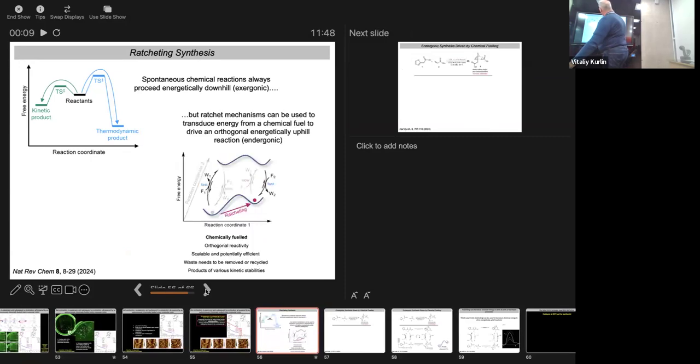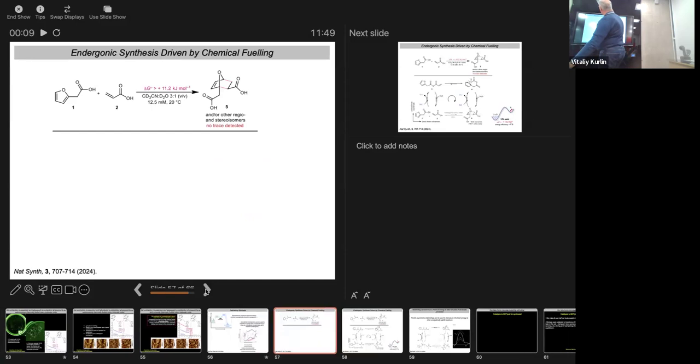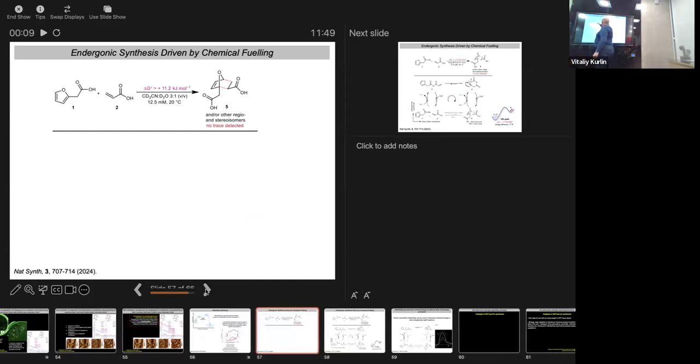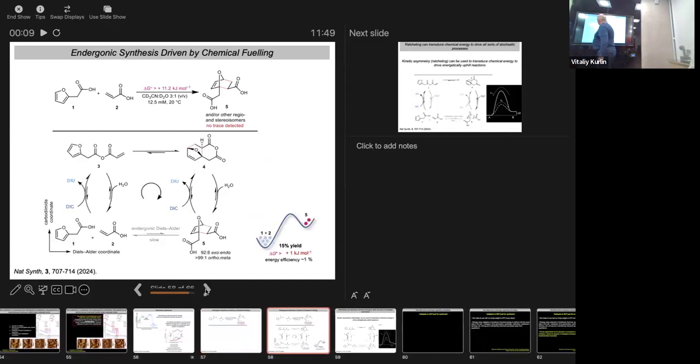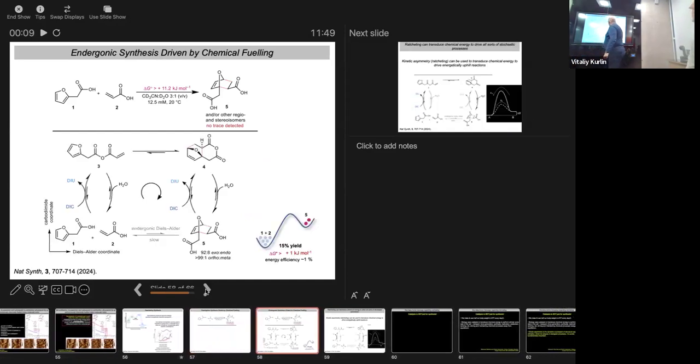You can use it to drive chemical reactions, again, as it's done in biology. We're used to just taking reactants and making a kinetic product or thermodynamic product. But with ratcheting, you can get away from that paradigm and use some of the energy from the fuel to drive a chemical reaction. So this reaction is energetically uphill. But if you fuel it with the fuel reaction that we saw before, you can actually get some of the energy from that reaction and transduce it in order to form this other chemical product.